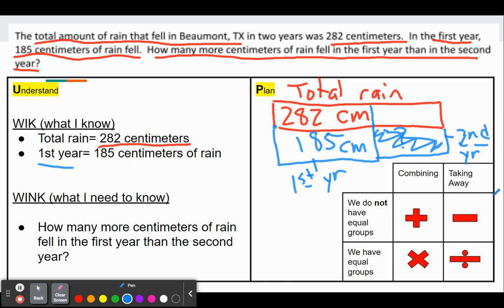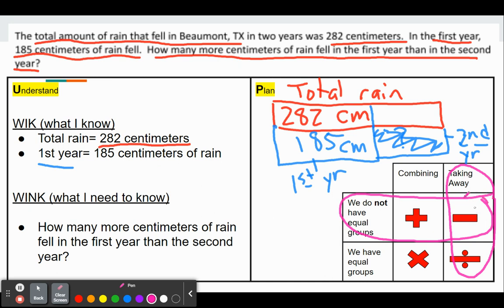So now let's look at that. If I'm going to take away, I look at this chart right here, and it's going to be one of these two, because these are my two operations for taking away: either subtraction or division. Now I have to figure out which one it could be. Do we have equal groups, or do we not have equal groups? We do not have equal groups. I'm not seeing anything about groups. We only have 2 different numbers. So I'm going to go ahead and circle that.